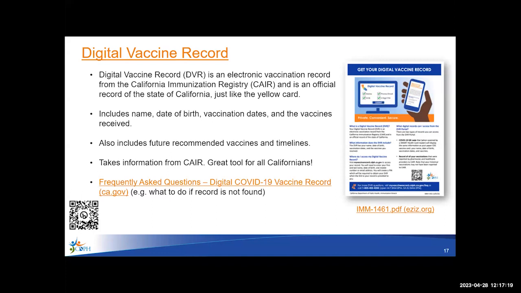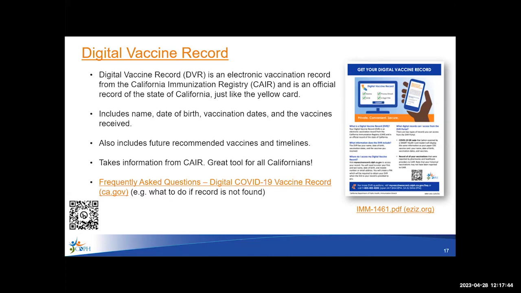Thank you, Cameron, for the next slide here. I just mentioned the digital vaccine record. I just wanted to make sure that you all knew about this nifty thing. It's been recently created also as a result of the pandemic. It started as a COVID vaccine record, but now it includes all vaccinations. It is an electronic vaccination record from the California Immunization Registry that is an official record of the state of California, just like the yellow card.